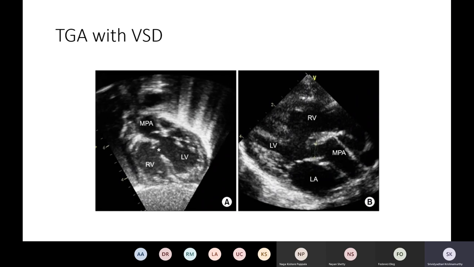Again, TGA is very commonly associated with VSD. As we've discussed, about 40% of TGA do have an associated VSD. When we look back into the development, the spiral septum contributes to the perimembranous part of the VSD, so a malalignment of this ends up creating a VSD in TGA, and that explains why we see that very often. This is a parasternal long axis view, where you can see the left atrium, left ventricle, and the MPA coming off the left ventricle, and you can see the VSD.